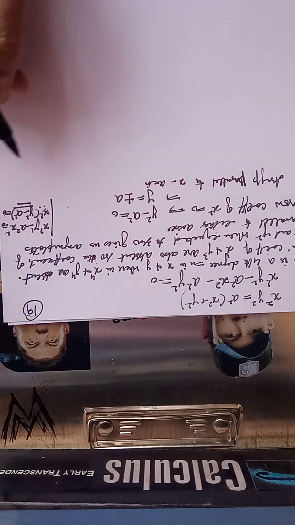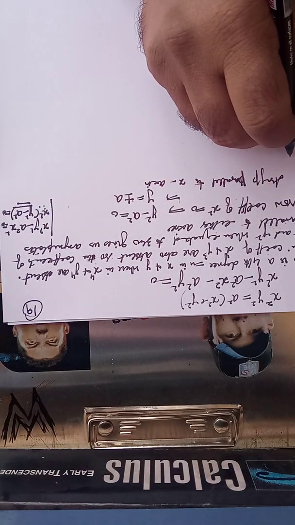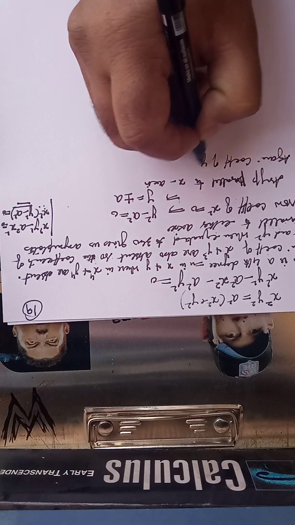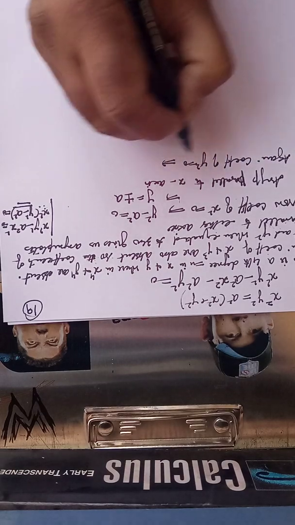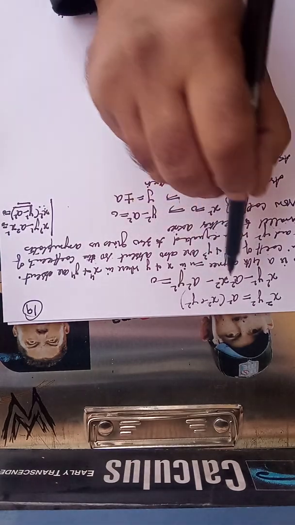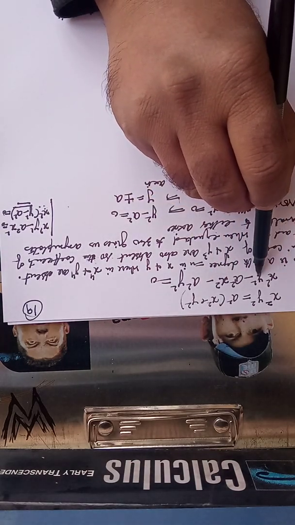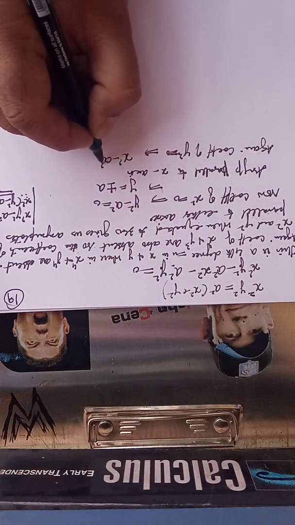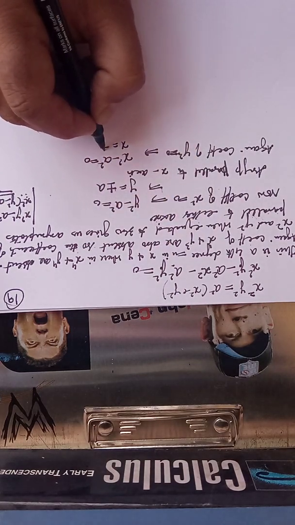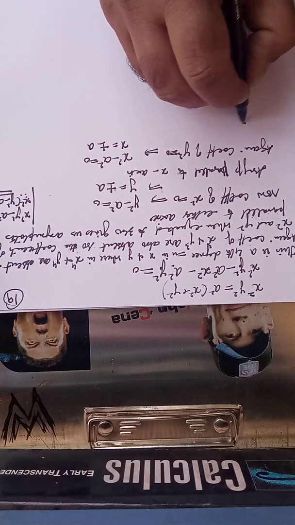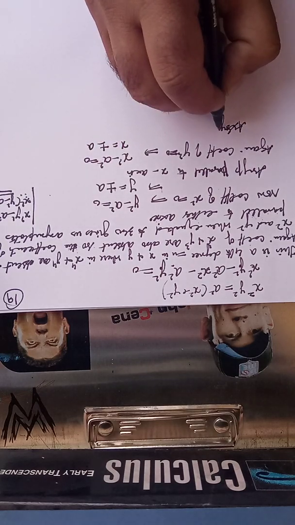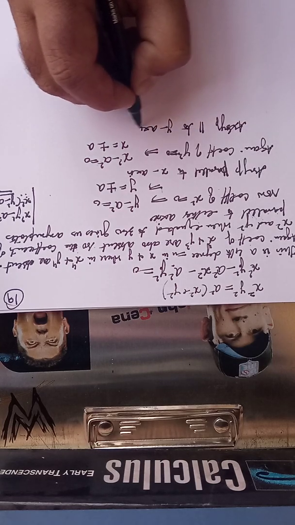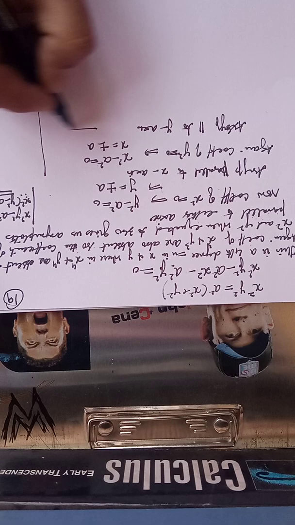Similarly, coefficient of y square equal to 0. Y square, you see, is x square y square, and this is a square y square. So it is x square minus a square equal to 0. So x equal to plus minus a. So these are asymptotes parallel to y-axis. Let me draw a figure.